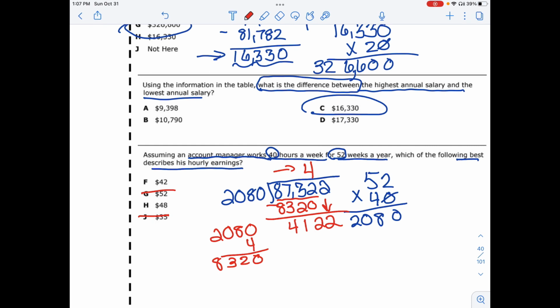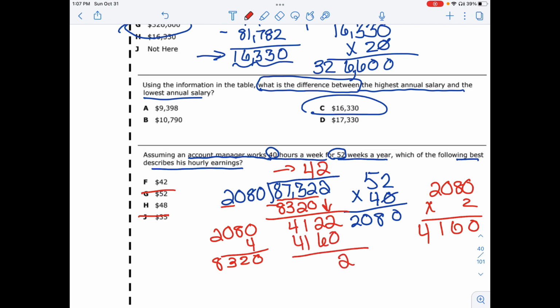I know that 2 times 2 is 4, so I'm going to do 2. If I do 2,080 times 2, I get 4,160. So that is 2, 4, 0, 0. I get 42 as my remainder. Then if I bring that up, add a 0 and bring a 0 down, that would give me 0 because 2,080 doesn't go into 420. So I know that if I round, it'll be about $42, and that sounds reasonable. So the account manager makes about $42.